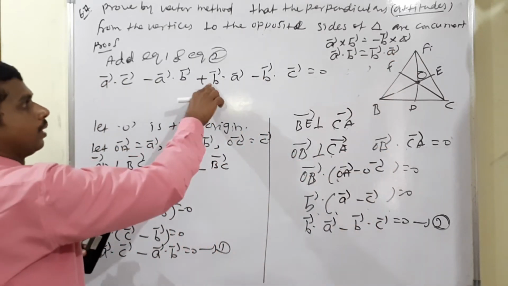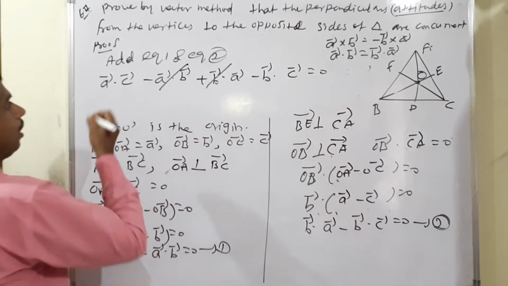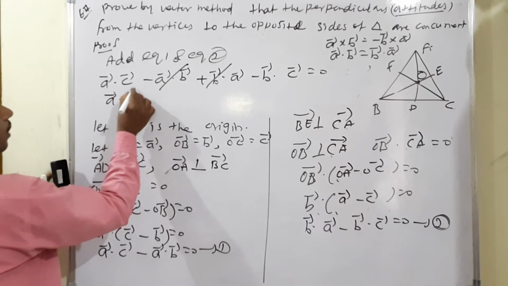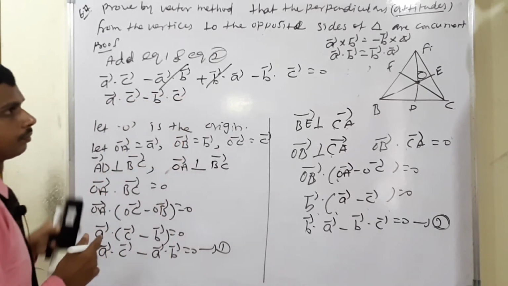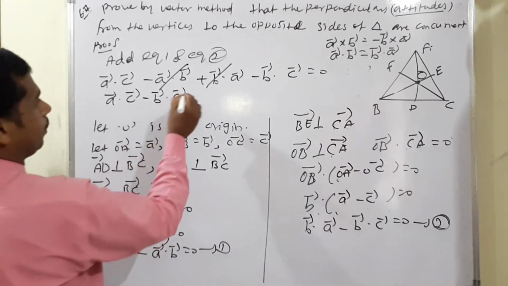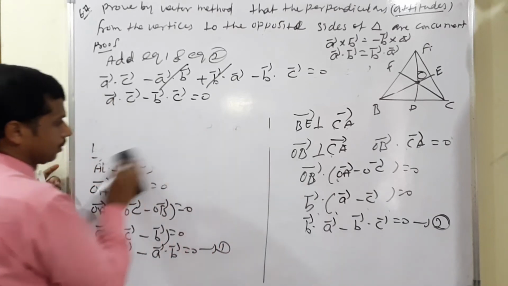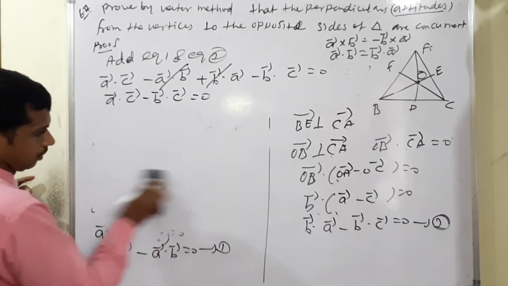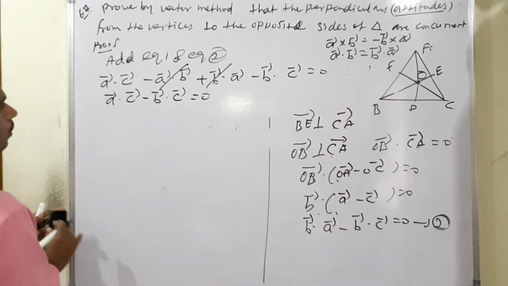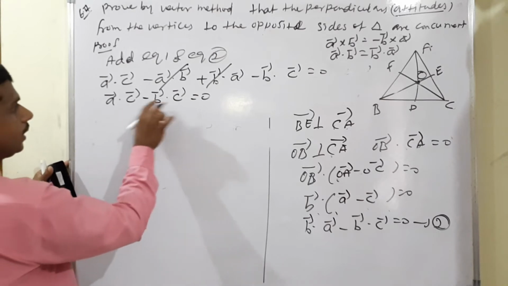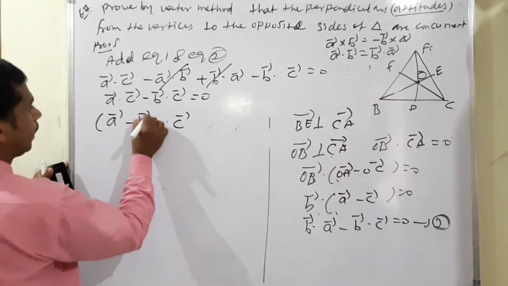Okay, therefore if you consider this is also b vector dot a vector, we can cancel the plus and minus sign. After cancellation, the remaining is a vector dot c vector minus b vector dot c vector, isn't it? So now this is equal to 0. What will happen? Dot c vector is common. Now outside take dot c vector, and inside a vector minus b vector.